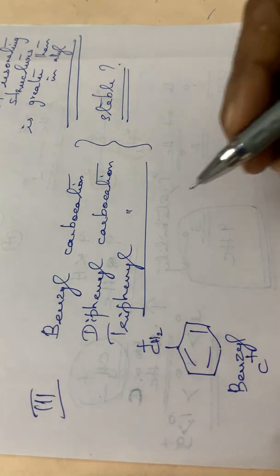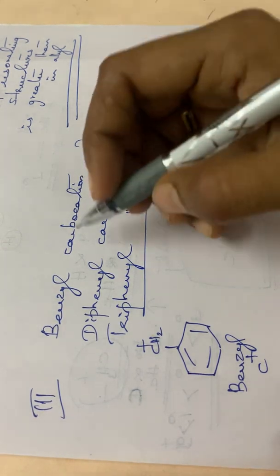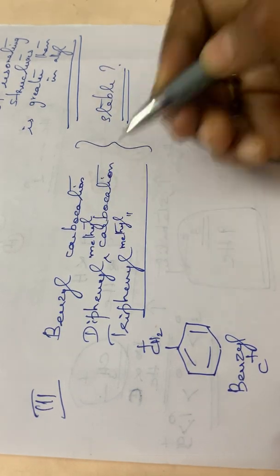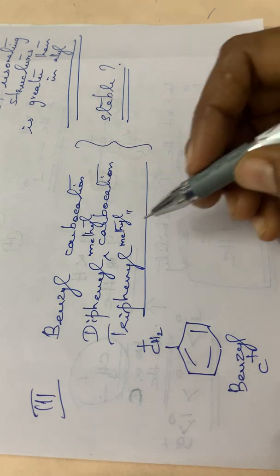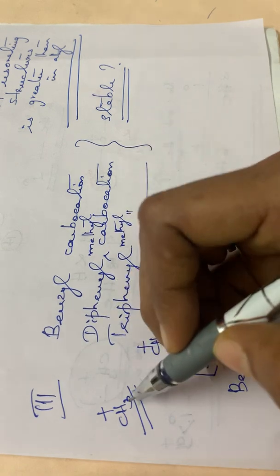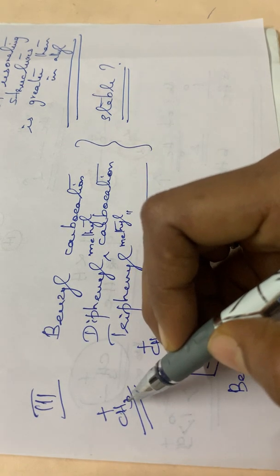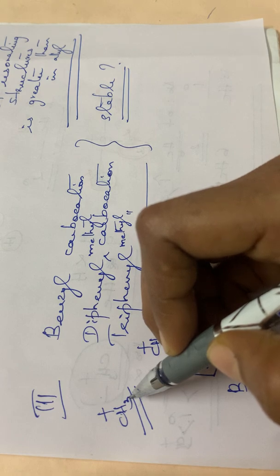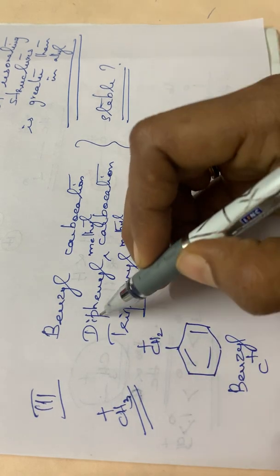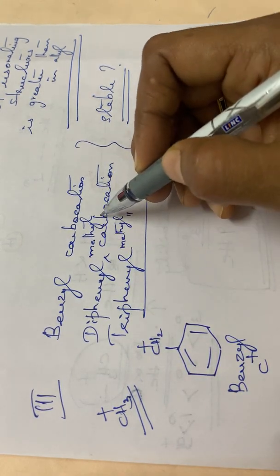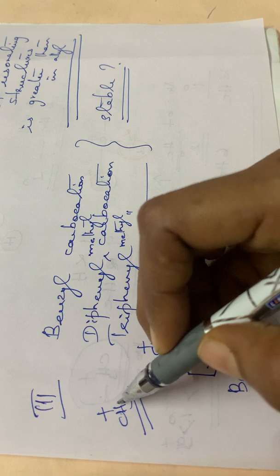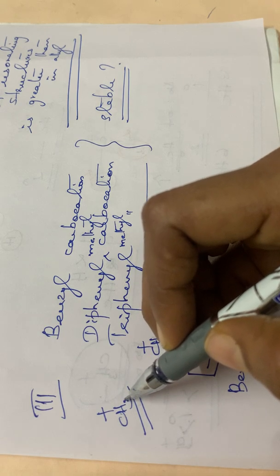Then diphenyl methyl carbocation and also triphenyl methyl carbocation. Diphenyl methyl carbocation means, see, methyl carbocation is CH3 plus, isn't it? Diphenyl methyl means from these three hydrogen atoms, two hydrogens will be replaced by two phenyl groups. Are you clear? It is a derivative of methyl carbocation, CH3 plus.